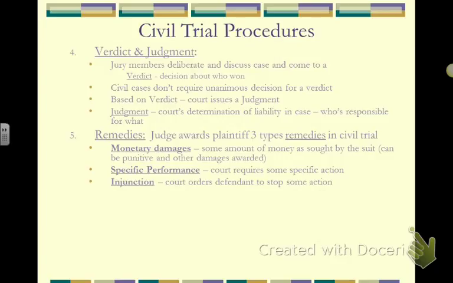She sues me, and she wins. All she wants in the suit is for me to specifically perform and sell my house. That's specific performance. She's going to require the court to force me to do what I originally agreed to do. An injunction, the court is trying to force you to stop doing something.